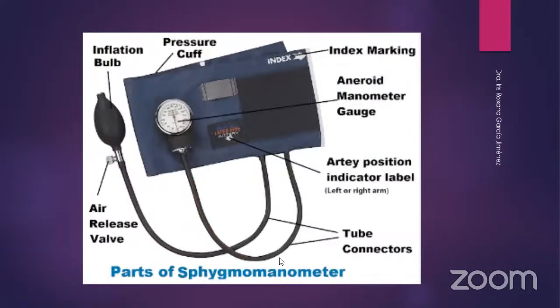Then we got the sphygmomanometer, again, the parts of it. We have the inflation valve, air release valve, the pressure cuff, the index marking, of course, the aneroid manometer gauge, artery position indicator line, and the tube connectors. Of course, we all know, for culture, we must know about it.